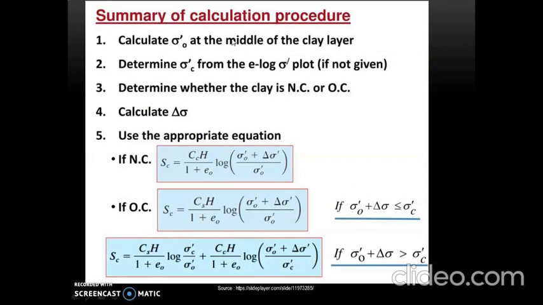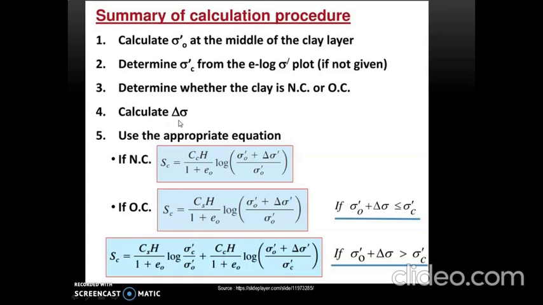These steps will have to be followed to find consolidation settlement. First one is to calculate current effective stress, that is sigma naught dash, at the middle of the soil sample, that is the clay layer. Later on, we need to determine pre-consolidation stress, that is sigma c dash, from the void ratio versus log of effective stress plot, if the value of pre-consolidation stress is not given in the problem. Then we need to determine whether the clay is normally consolidated clay or over consolidated clay, and this can be done if we know the over consolidation ratio.